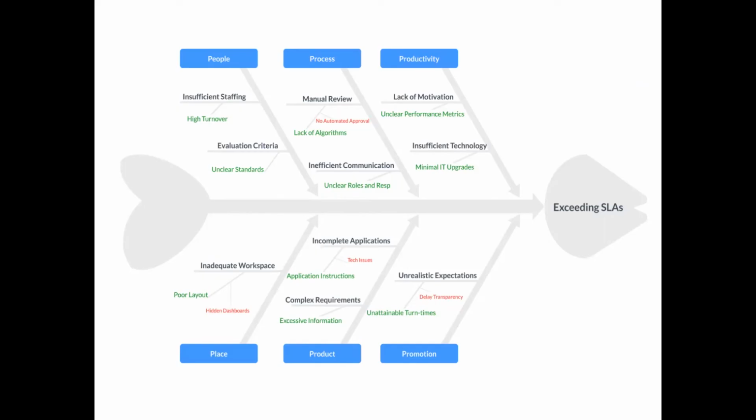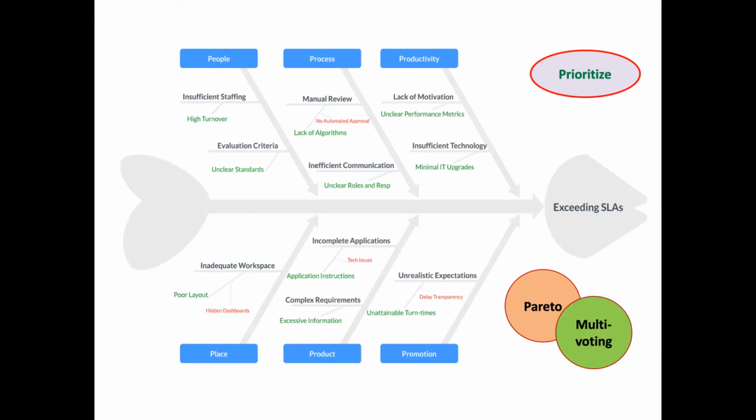Now that we've identified the various causes and subcauses, this will be considered a proper cause and effect diagram. But we still need to prioritize them in order to facilitate the root cause analysis. So we'll use the Pareto principle, also known as the 80-20 rule that was described earlier in the lesson. We'll facilitate the Pareto principle using multivoting.